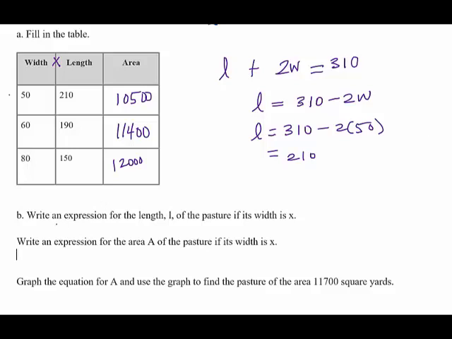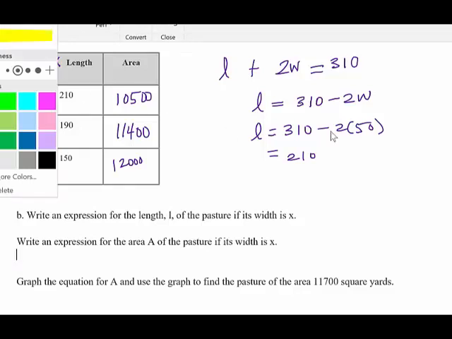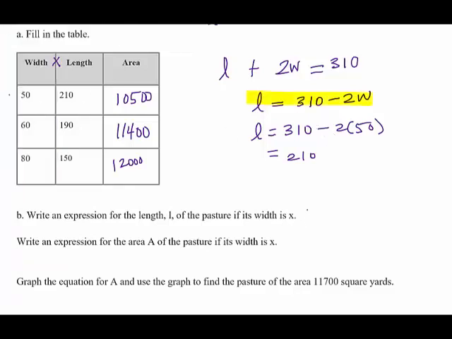In part B, we want to write an expression for the length L of the pasture if its width is X. Pretty much we wrote this formula just a second ago. However, we're going to use X instead of W, so L equals 310 minus 2X. And then we want to write an expression for the area A of the pasture if its width is X.